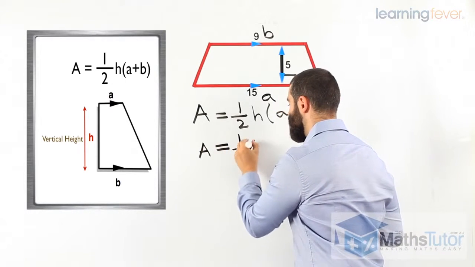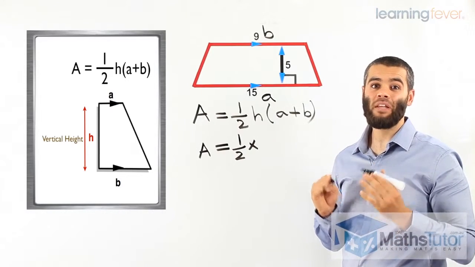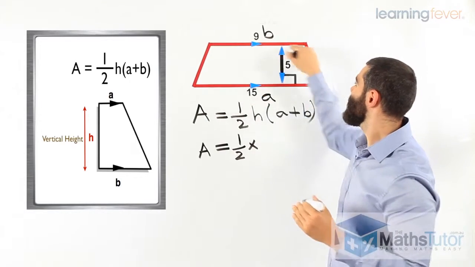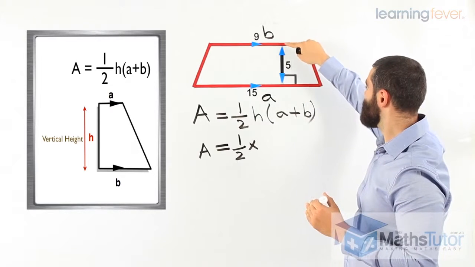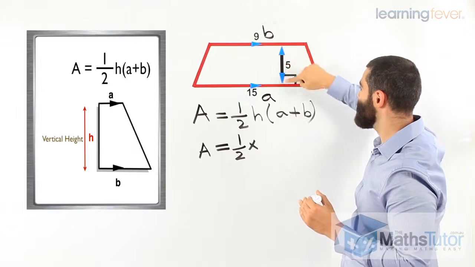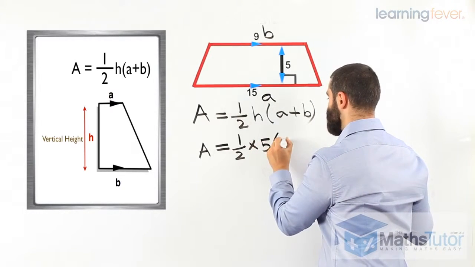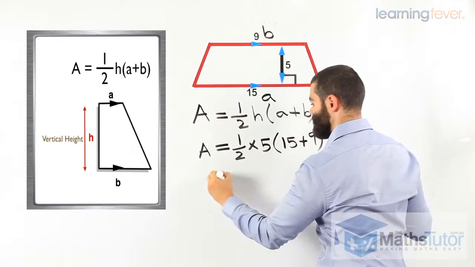Half times H. H, where is it? It's the distance between A and B. There it is. It's the 5. And we notice it is vertical, not the slant. Okay, very important. It is this one here. So 5, there it is. A and B, 15 plus 9.